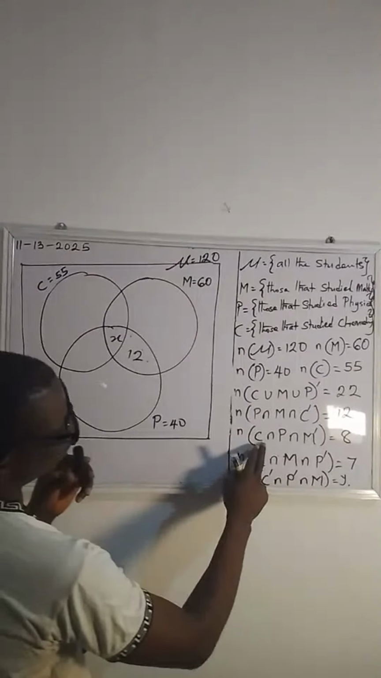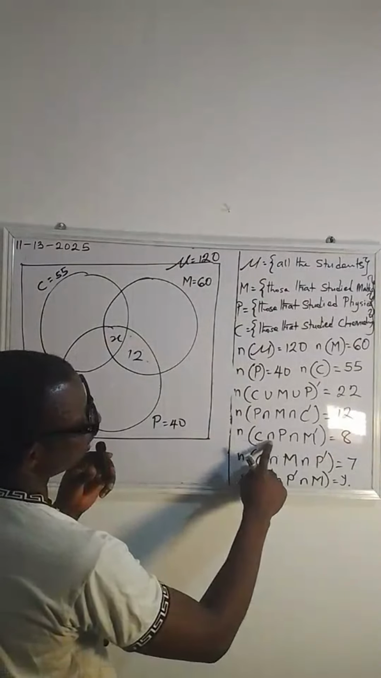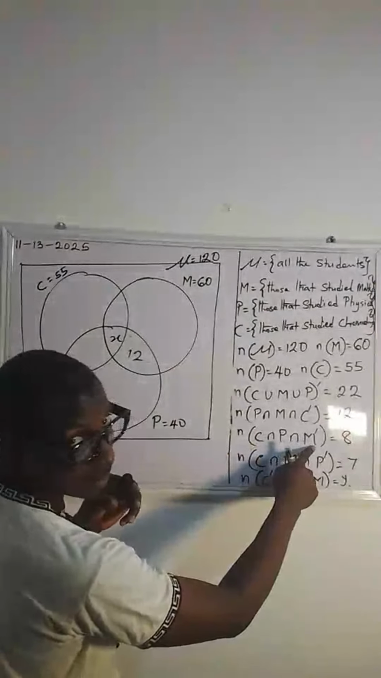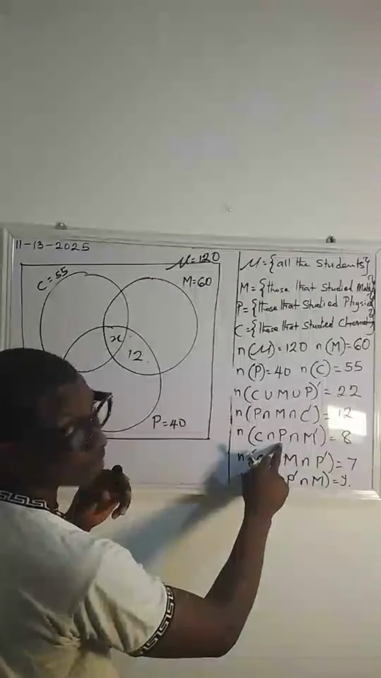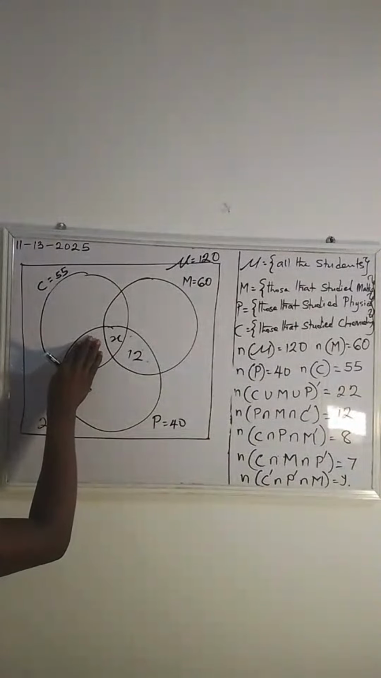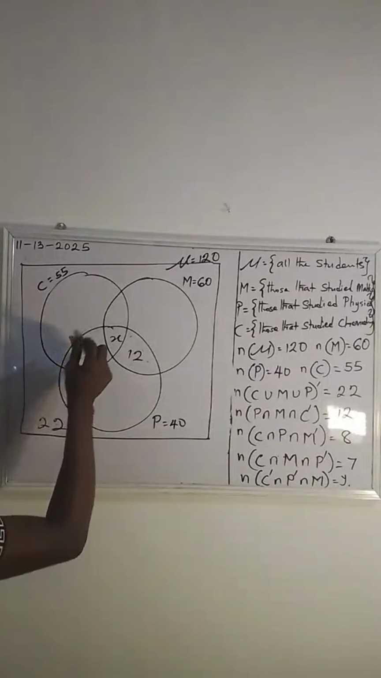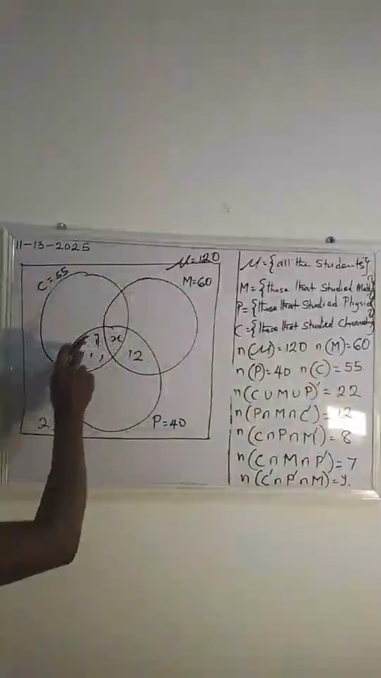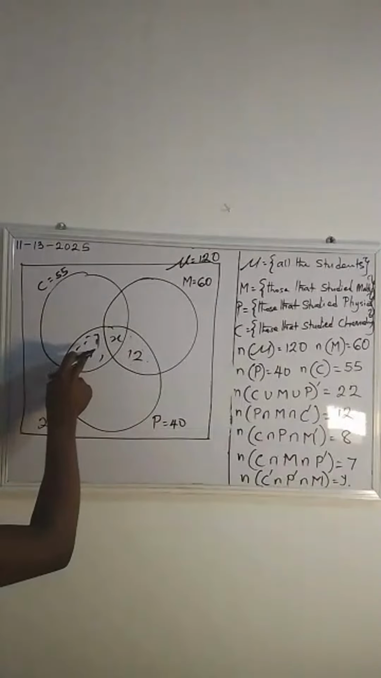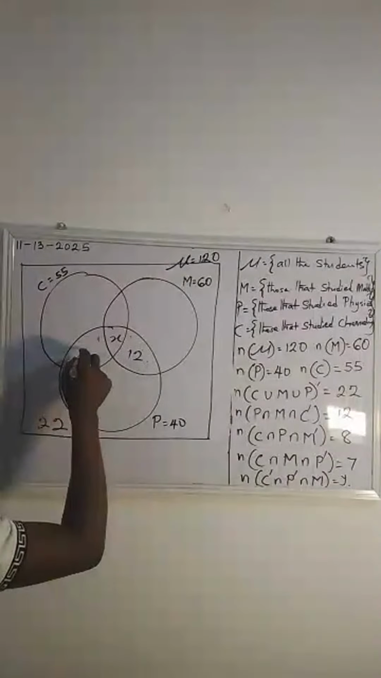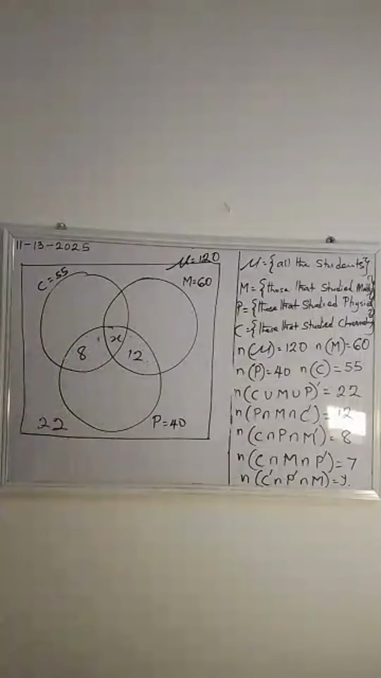Now let's move down to the next one. What we have here is the number of those that study chemistry and physics, but not mathematics. That is chemistry and physics only. Look at this region: there is no maths circle here, so it is chemistry and physics only. How many students are there? We have 8 of them.